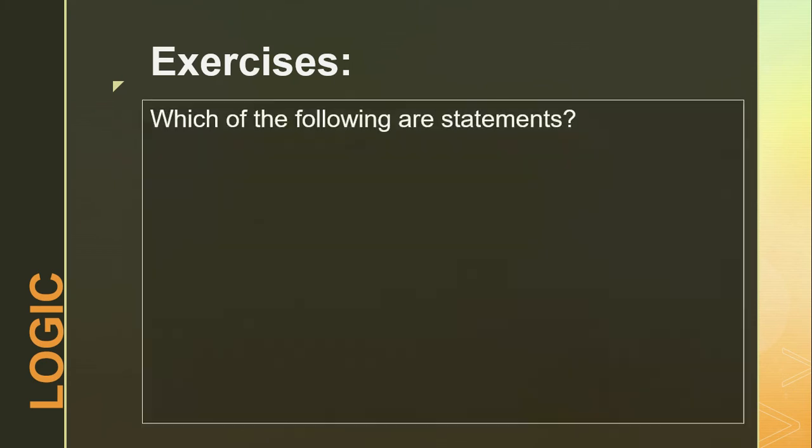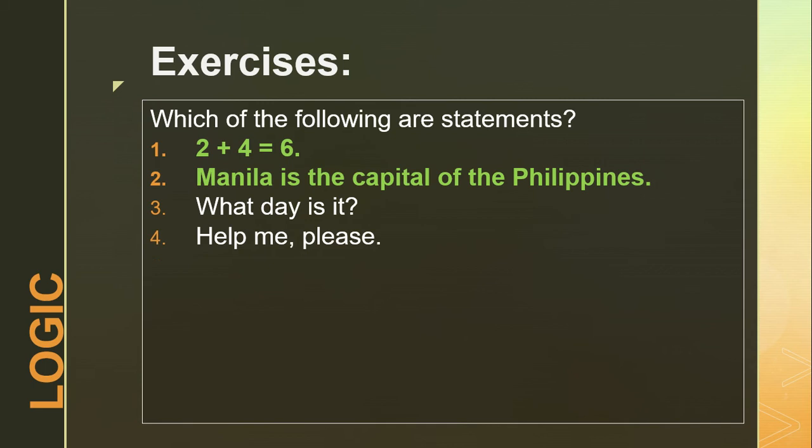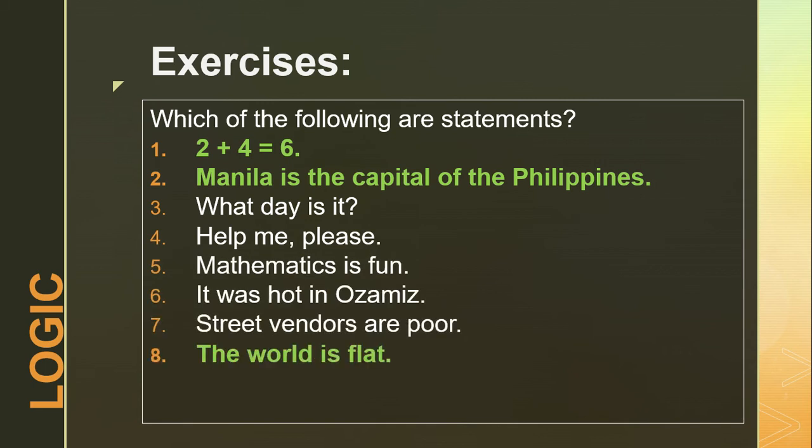So the answers for those are the following. The green ones are actually propositions or statements. We have 2 plus 4 is equal to 6. Yes, it's true, so this is a statement. Manila is the capital of the Philippines. It's true, so it's a proposition or a statement. What day is it? It's not a declarative sentence. It's asking, so it's not true and it's not false. Therefore, it's not a proposition.